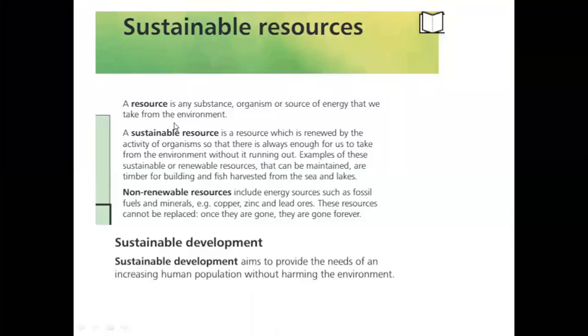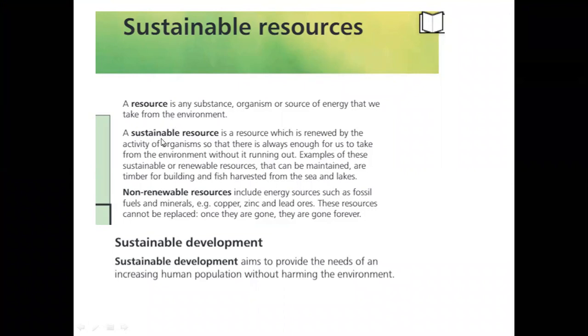Sustainable resources. A resource is any substance or organism or source of energy that we are taking from the environment. That is called a resource. If we are taking fish from a river, that organism is a resource for us. If we are taking minerals, minerals are a resource for us. If we are using fossil fuel, fossil fuels are resources. Trees are resources for us.